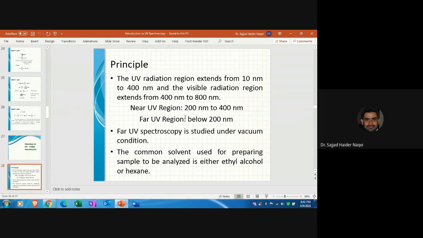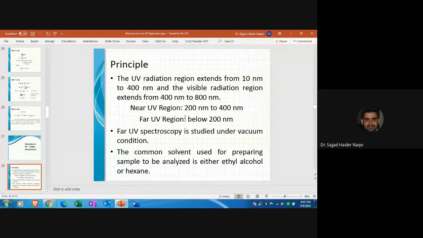So this is, I would say, further differentiation of UV into two regions. This UV from 10 nanometer to 400 nanometer is further divided into two regions as near UV and far UV. And I think the terms themselves are self-explanatory as to what the near UV region and far UV region mean.